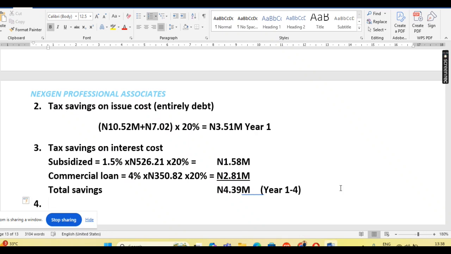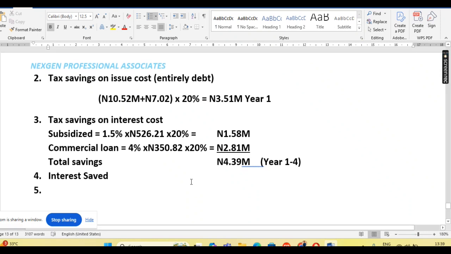Class, what is the next step? The next step is interest saved. So you still check your notes. Interest saved. So how much interest did you save? The difference between the commercial rate, which is still 4%, minus the 1.5%.